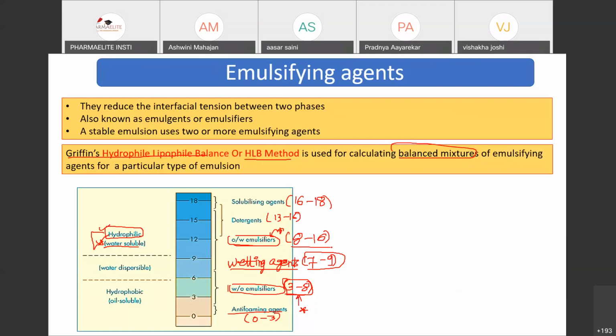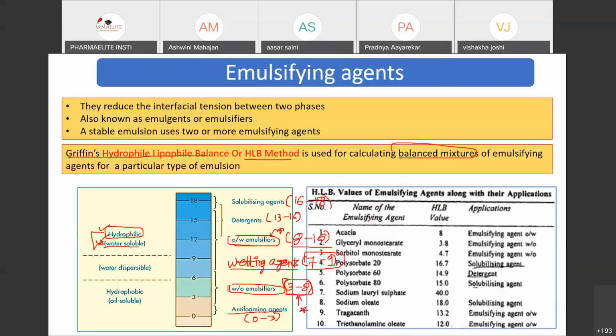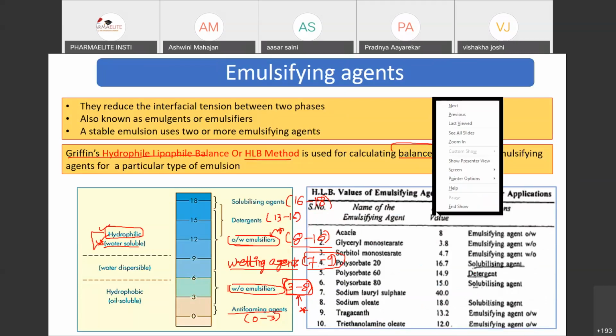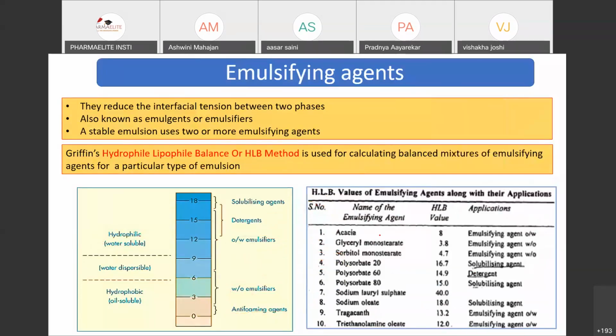The next part of the discussion is going to be this. If I talk about different emulsifying agents, I won't tell you the name of that emulsifying agent, or the other way around. I'll tell you the HLB value and you are supposed to predict what type of emulsion can be made out of this. So say, suppose I am telling you acacia. Acacia can be used to make an emulsion which will be water in oil or oil in water, both, none of the above. Acacia can be used for what type of emulsions?